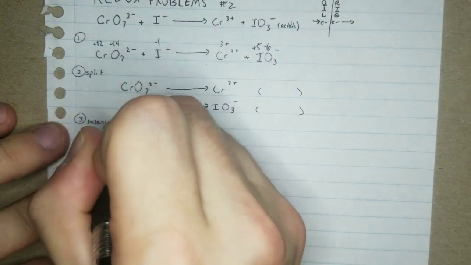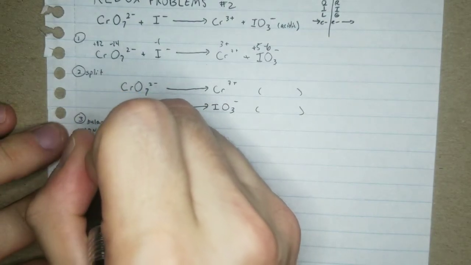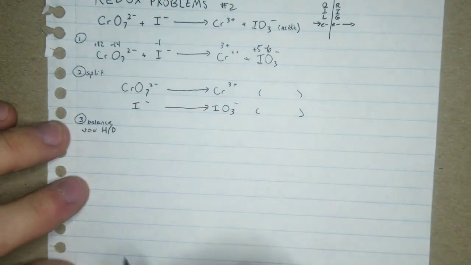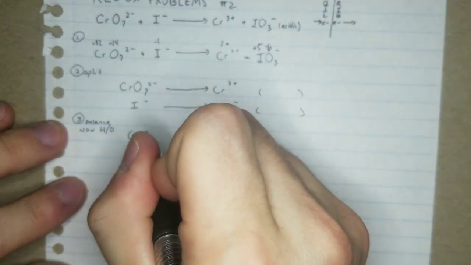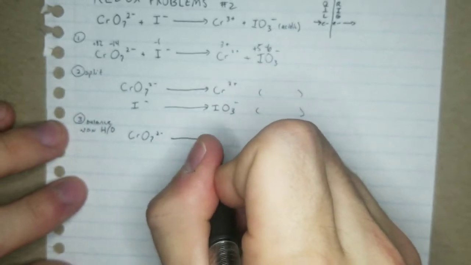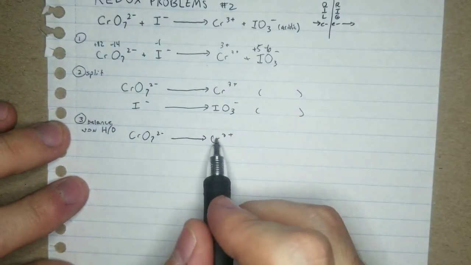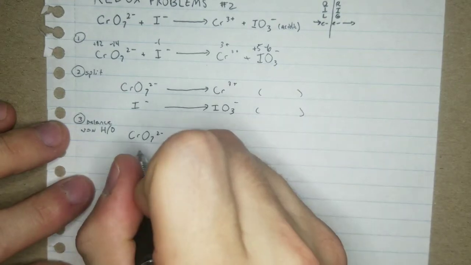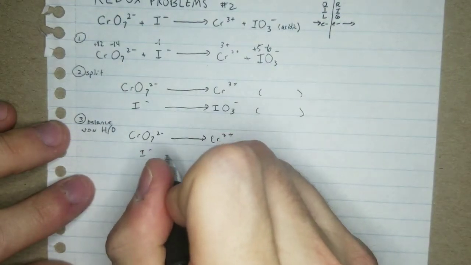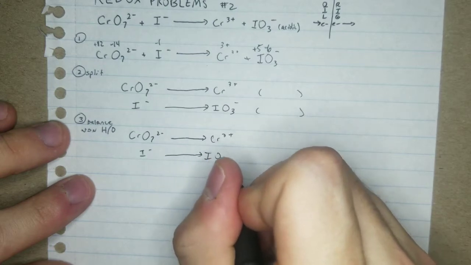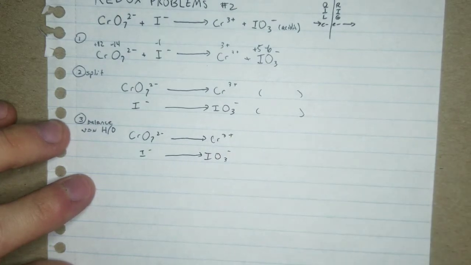Balance the non-O's and non-H's. So first we have the Cr2O7 2 minus yields Cr3 plus. Easy peasy. Nothing, one here for the Cr. This time, same deal, I minus yields IO3 minus. Easy, they're balanced.